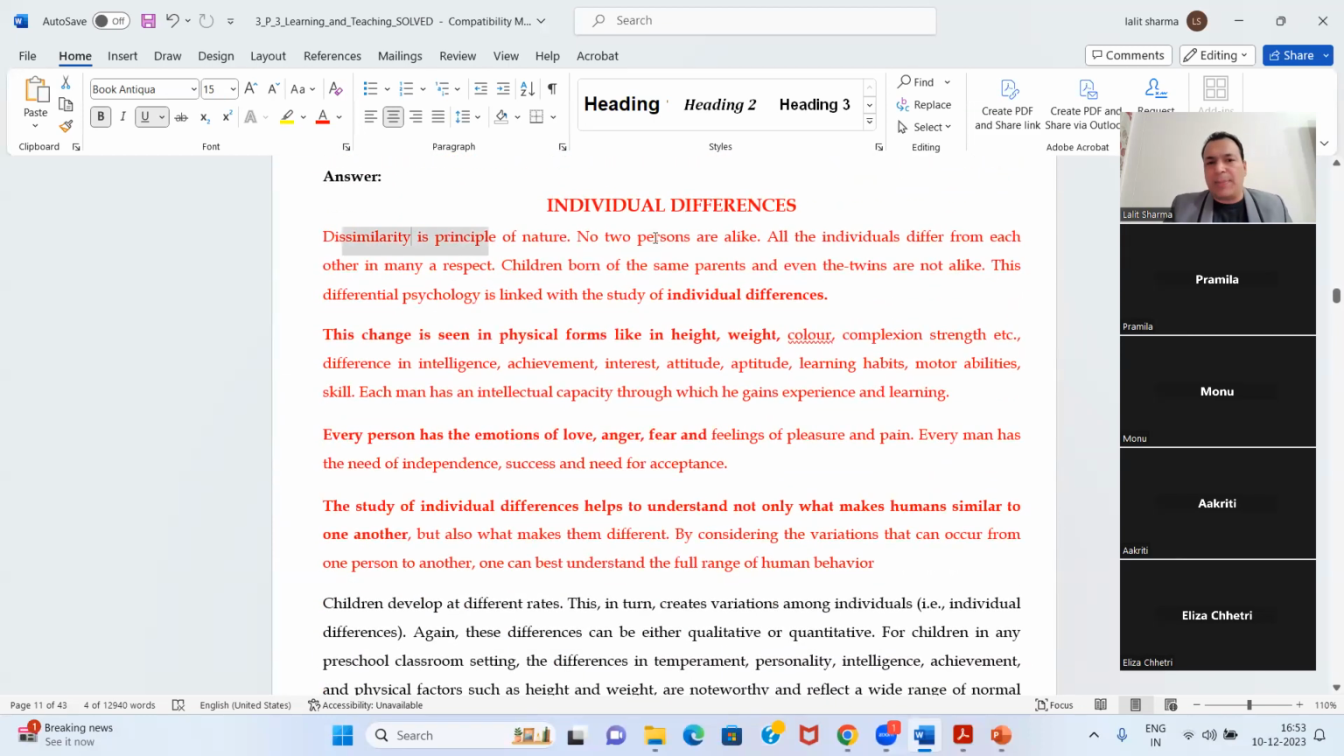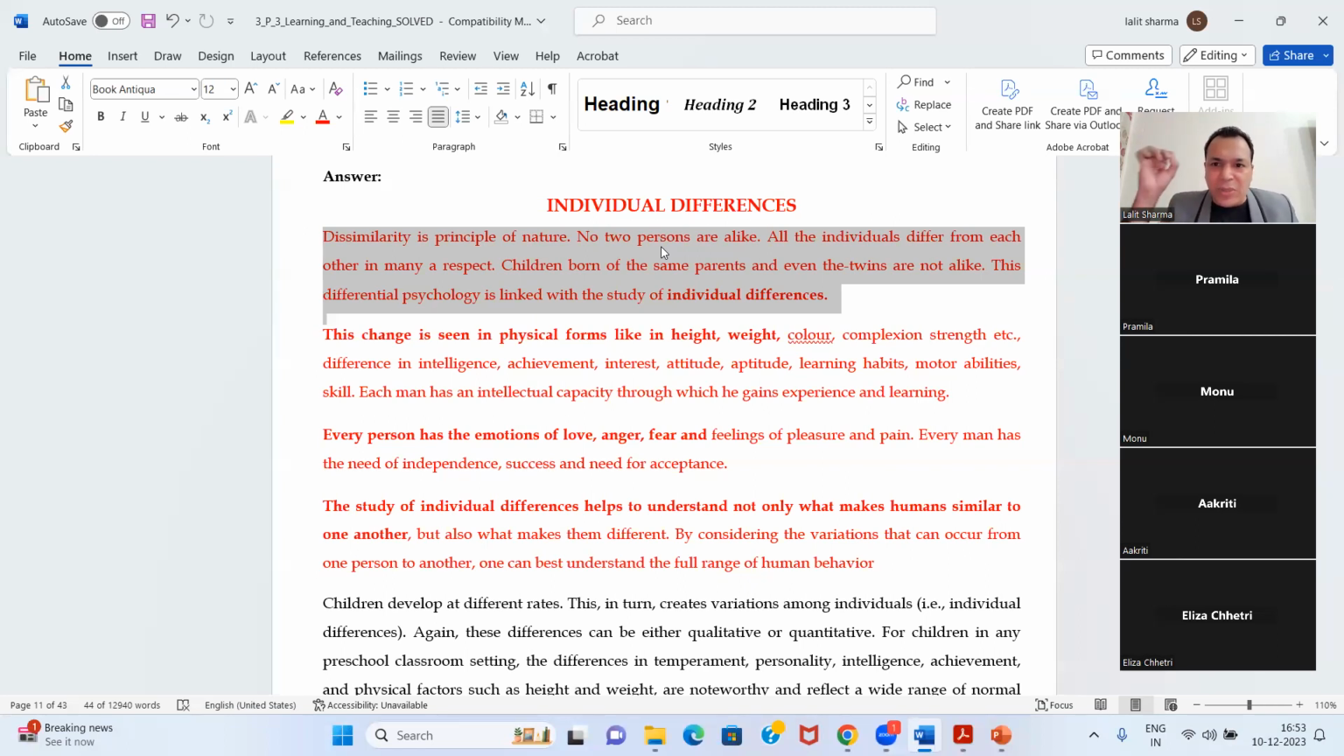Individual differences, basically what happens, guys, okay, from the first para, it would be clear to you. Dissimilarity is the principle of nature. No two persons are alike. All the individuals differ from each other in many aspects, right? Children born of the same parent and even the twins are not alike. है ना? Means no two persons are alike. They would be different in the terms of interest, aptitude, attitude, personality, intelligence. Okay. So this is called the individual differences basically.